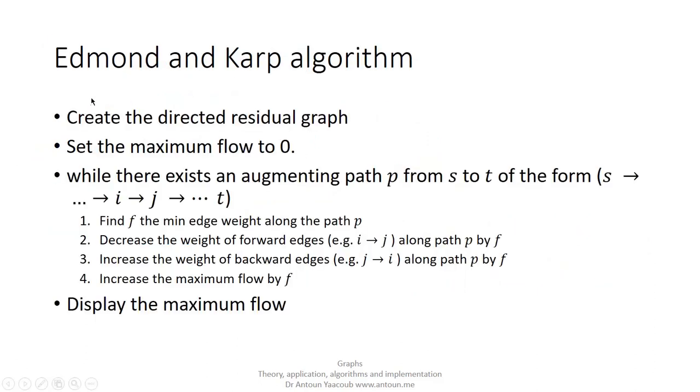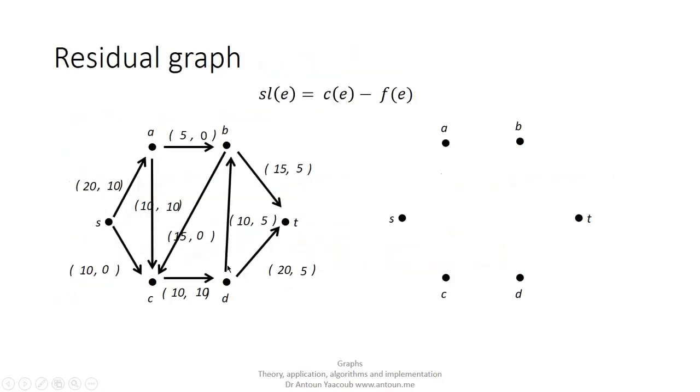First, I need to create the directed residual graph. This is very easy. We set the maximum flow, which is just a variable, equal to 0 at the beginning. We look for augmenting paths from S to T. If there's an augmenting path from S to T, I will find F, the minimum weight along the path, which is the minimum slack that I can find. I will decrease the weights of forward edges on this path, increase the weights of backward edges along the path, and increment the value of the maximum flow. Whenever there are no more augmenting paths, I will display the flow.